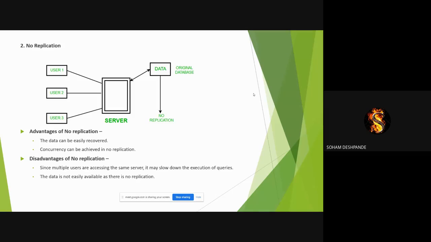The second is no replication. The other case of replication involves having no replication, that is, each fragment is stored at only one site. The advantages are that the data can be easily recovered and concurrency can be achieved in no replication. The disadvantages: since multiple users are accessing the same server, it may slow down the execution of queries. The data is not easily available as there is no replication.